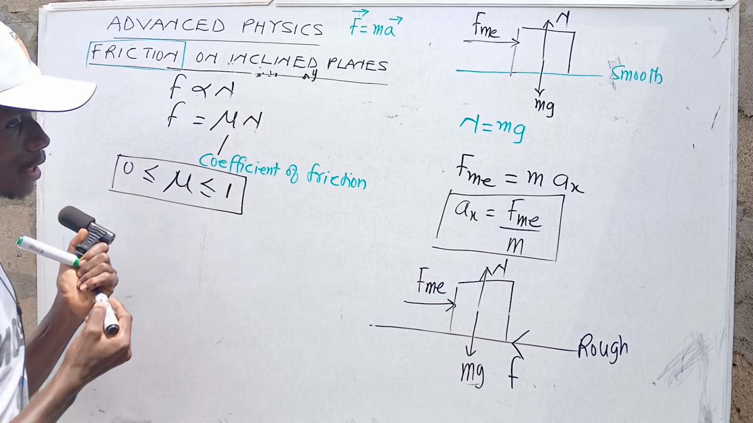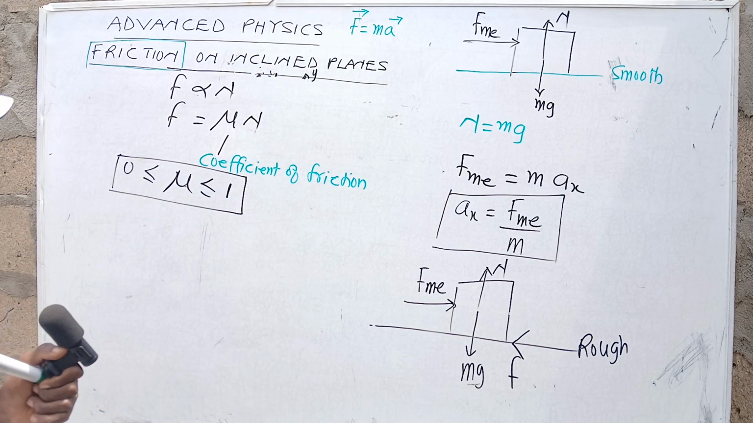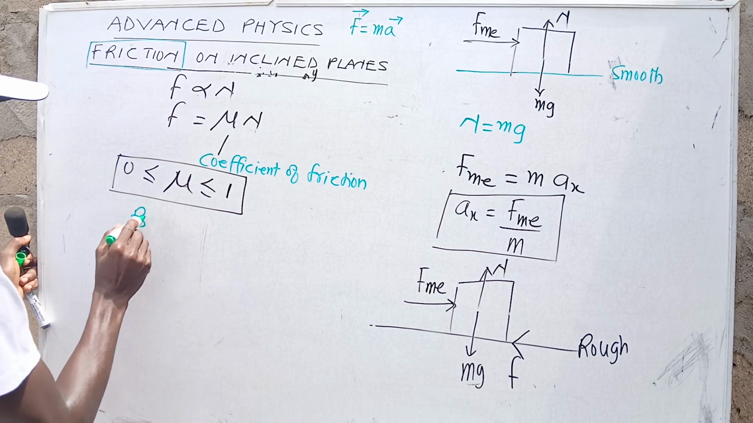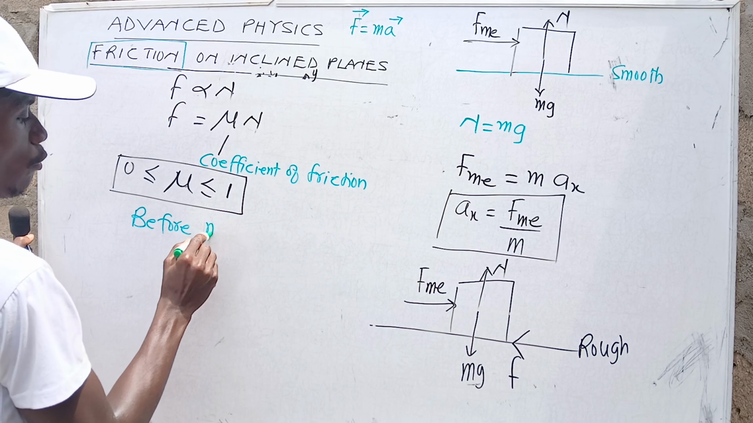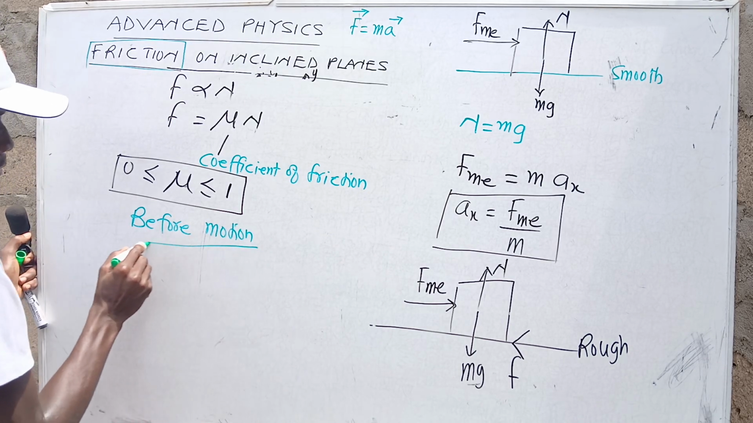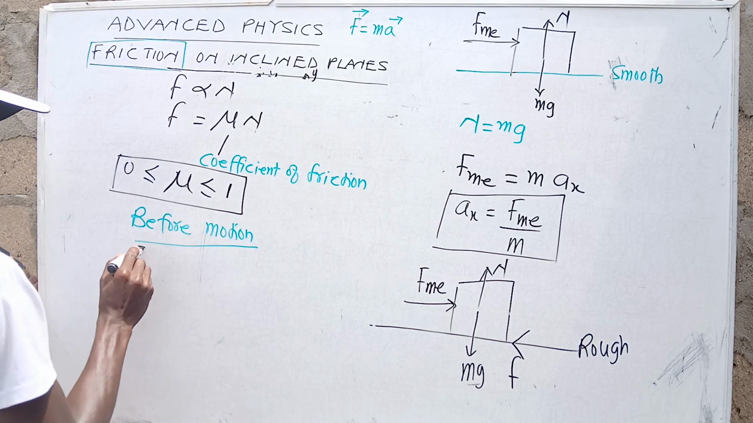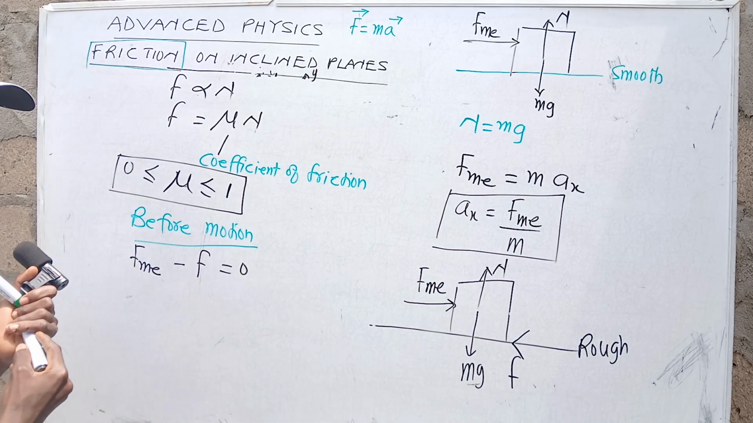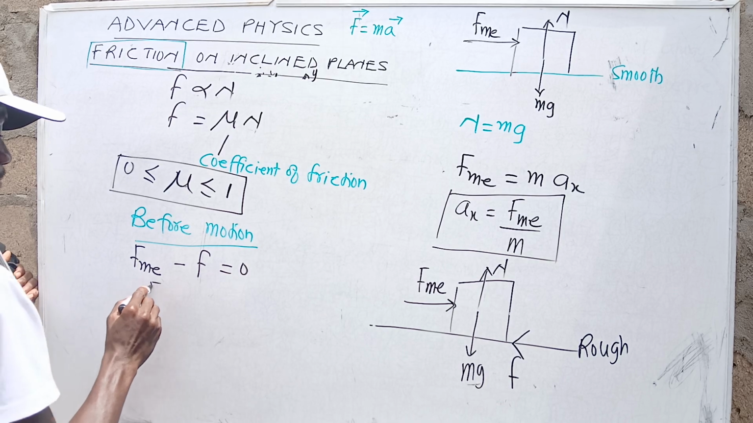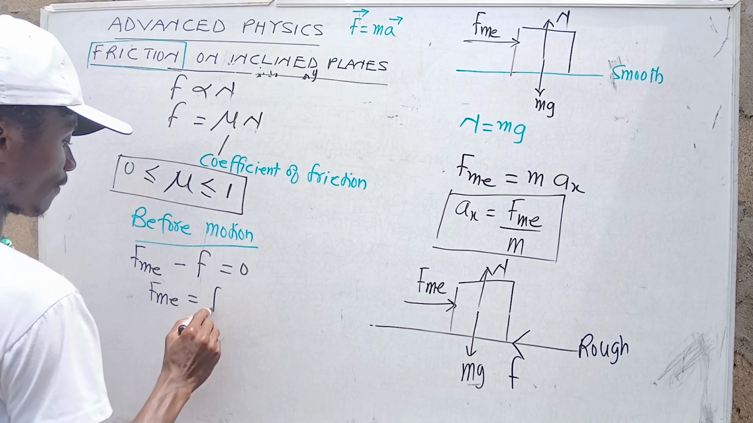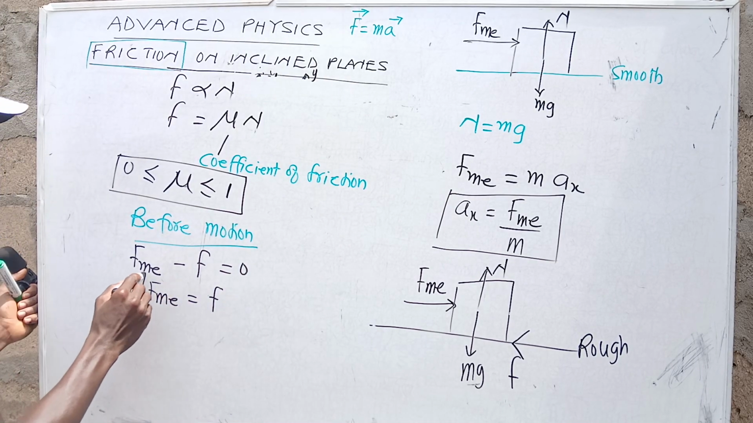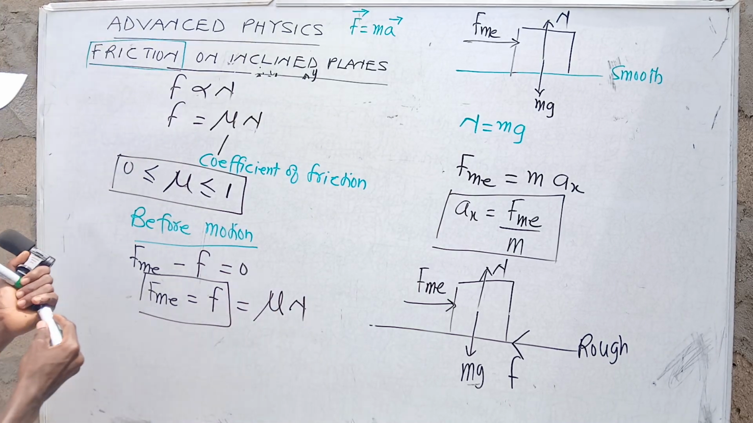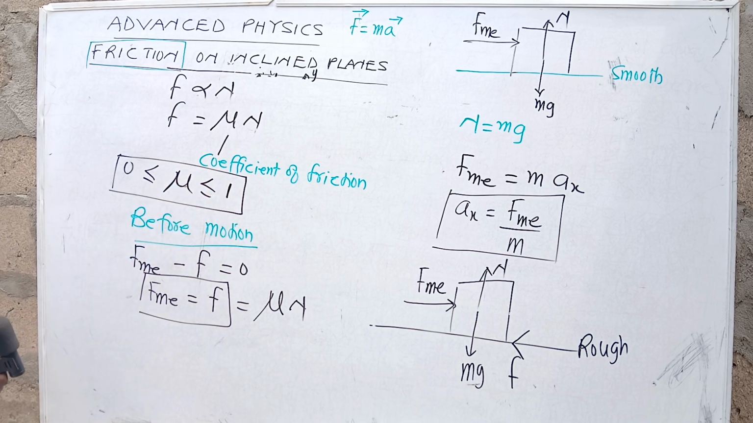That is a frictional force. Okay, so there are cases. Before motion, F sub me minus the frictional force is equal to 0. So F sub me is equal to F, of course, which is equal to mu times N, where mu lies between 0 and 1.